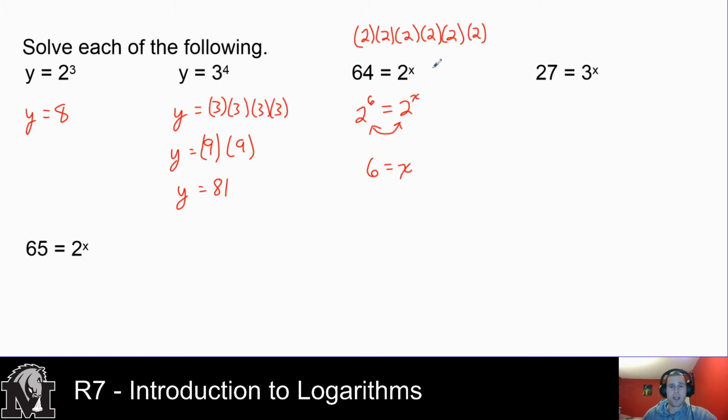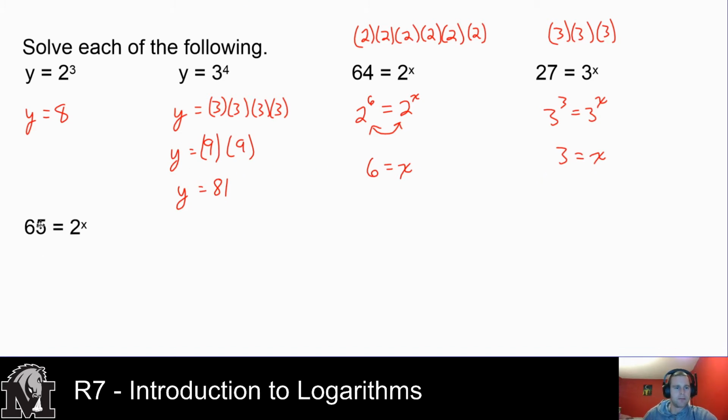So same process as we just used. We want to express this 27 with a base of 3. So 3 times 3 is 9, times 3 is 27. Okay, so that is 3 3's. So the bases are the same, which means the exponents must be the same, and x is equal to 3.